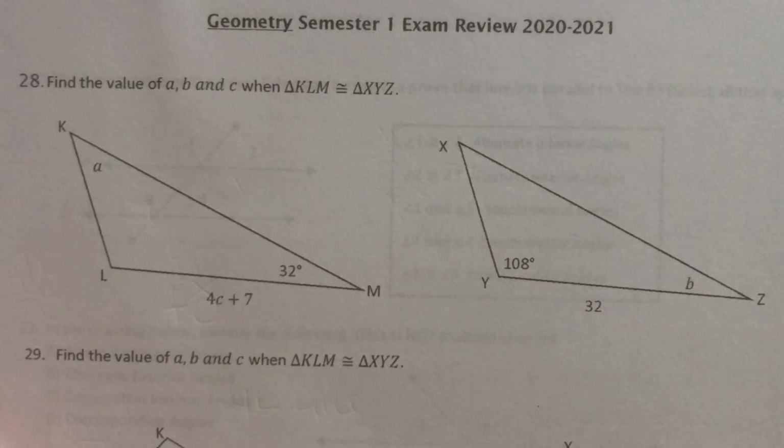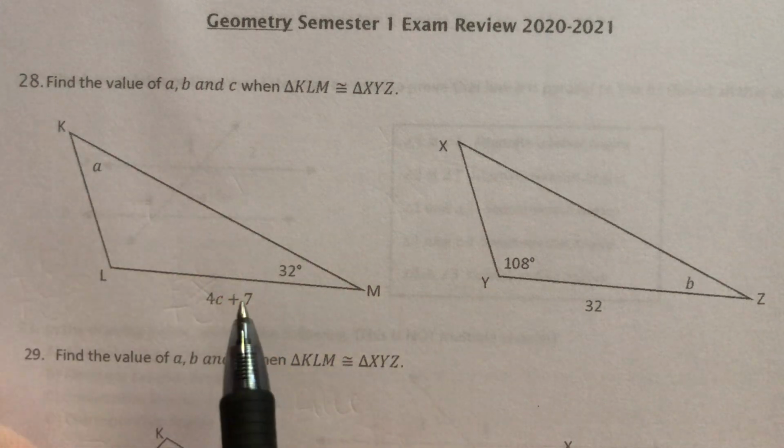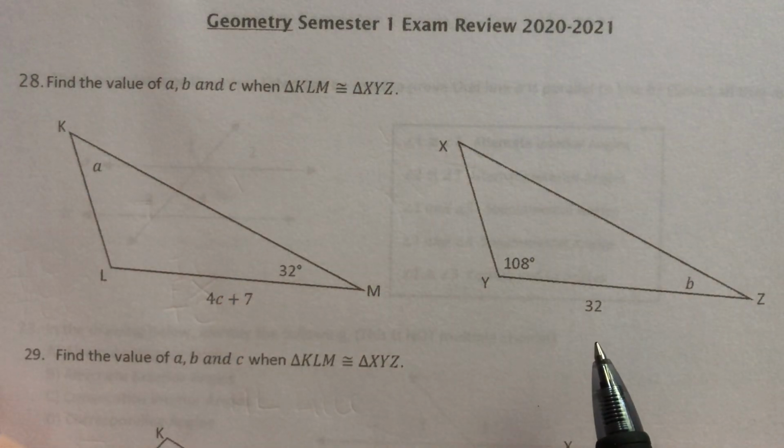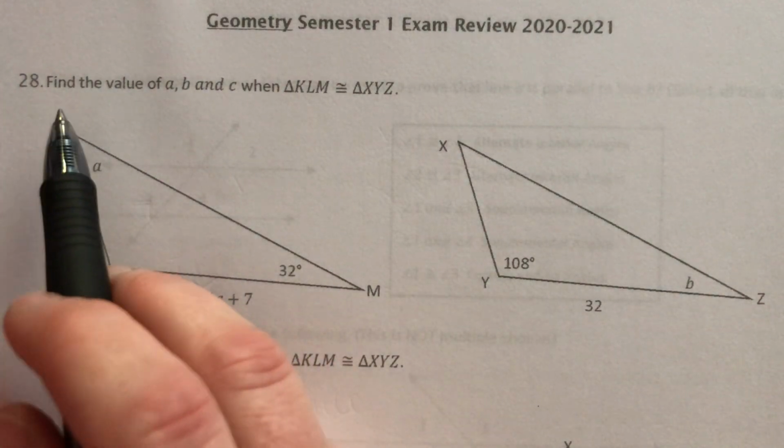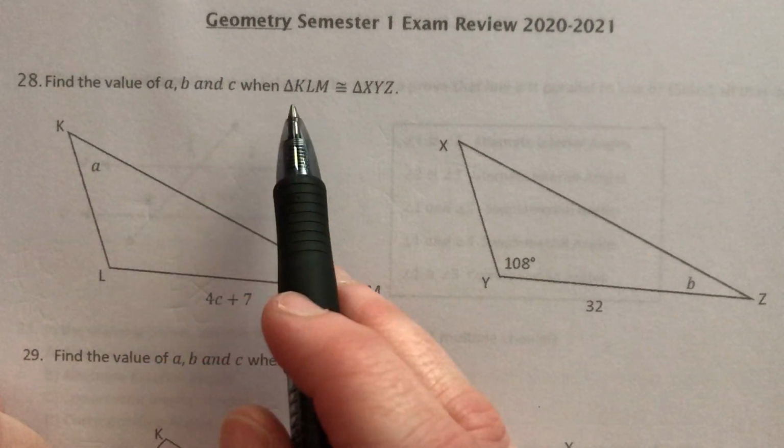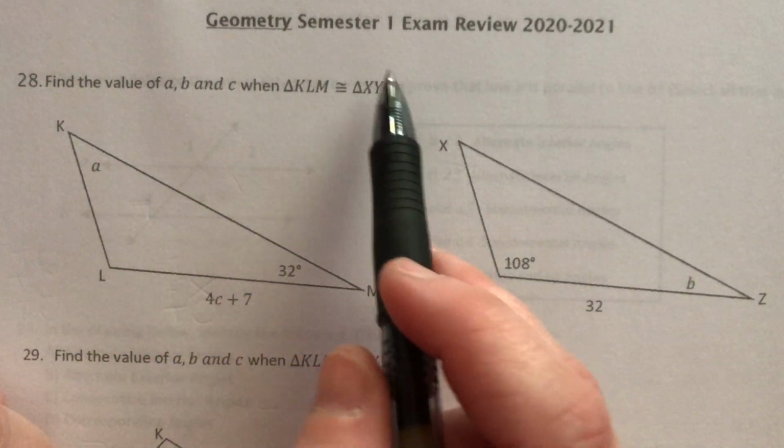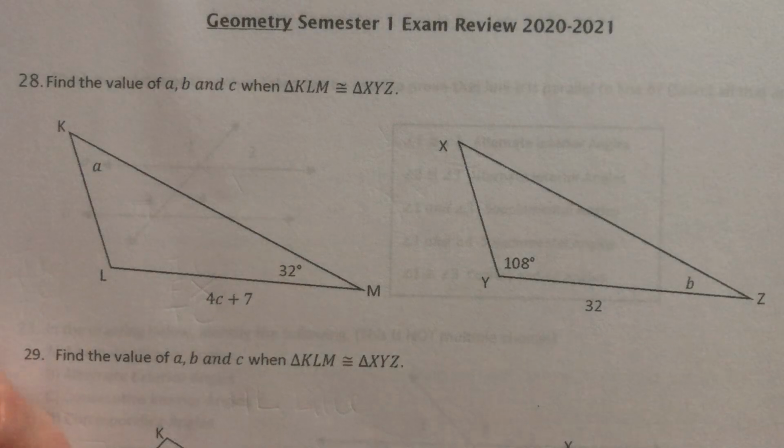Okay, this is your geometry semester exam, page 6 of the review. Number 28, now we're going to start focusing on triangles, if you haven't noticed. Number 28, find the value of A, B, and C when triangles KLM and XYZ are congruent.